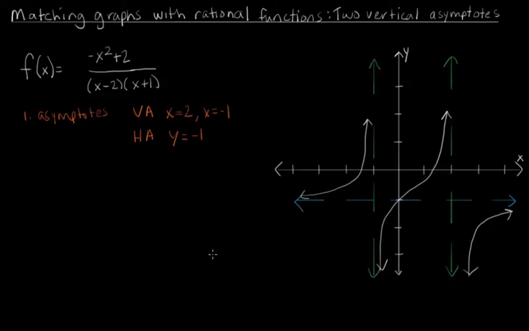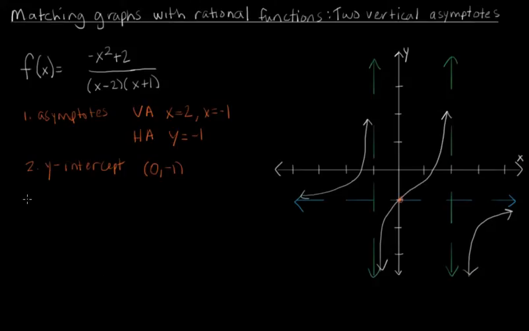Other things that we can look for are the y-intercept. So if you plug in 0 for x, what does y equal? And here it's going to be 0 plus 2 over negative 2 times 1. So 2 over negative 2 is negative 1. So in this case, the y-intercept is (0, negative 1), and you can see that point right here.